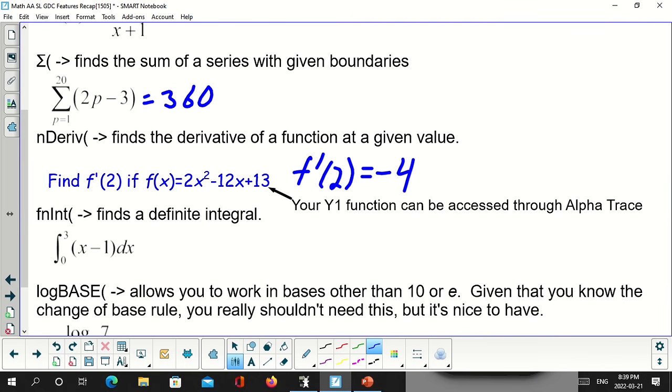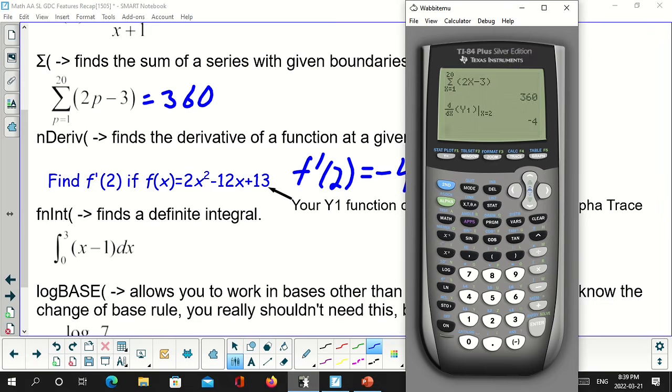It saves you a whole bunch of recopying of functions when you're doing your exam, so it can save you time. If you want to find a definite integral without actually looking at the graph, you can find similar stuff here. We can go alpha, window, and we'll get fn int, that's number 4. And this is also under the math button. And you can just put in a definite integral the way that you see it, from 0 to 3 of x minus 1 dx.